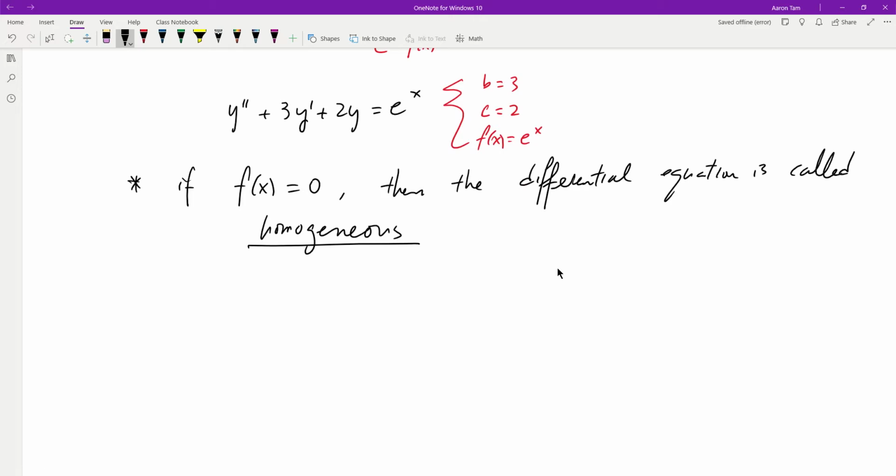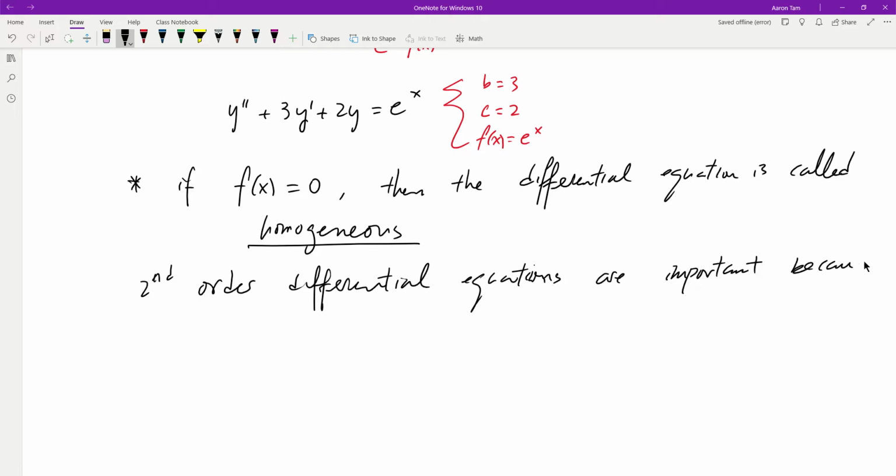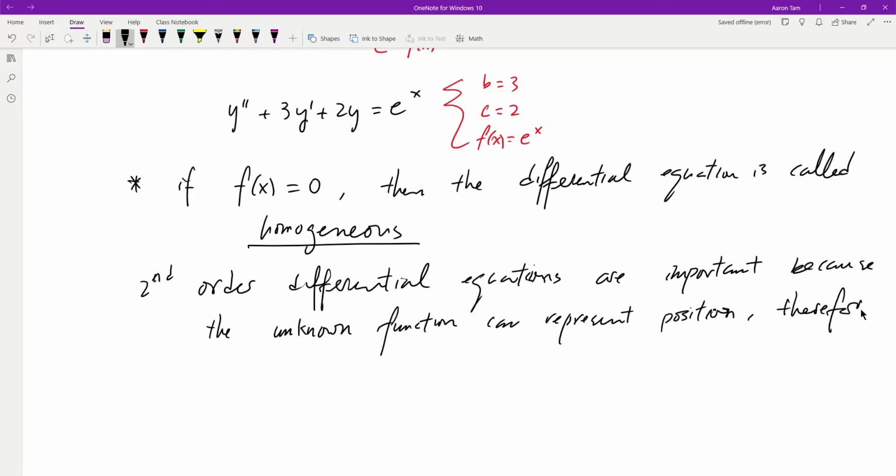Now, why is this type of equation, a second order differential equation, important? Well, because second order differential equations are extremely important to study because the unknown function can represent position, and therefore its first and second derivatives are velocity and acceleration. So it's particularly important in physics when we try to learn about motion.